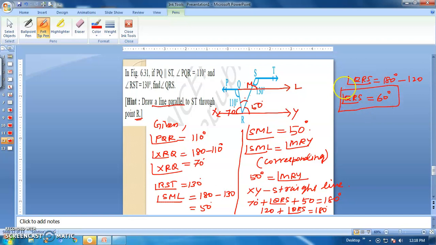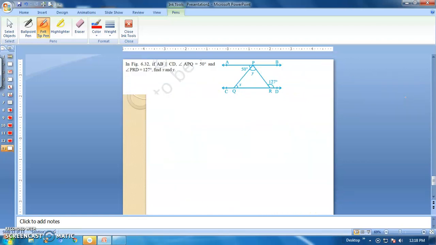So that's all. So the given value, they are asking to find out Q or S only. So the value of Q or S is nothing but 60 degrees here. Okay. So look at the next one. Here APQ equal to 50 degrees and 127 degrees. The marked angles are given here. They are asking to find out X and Y.